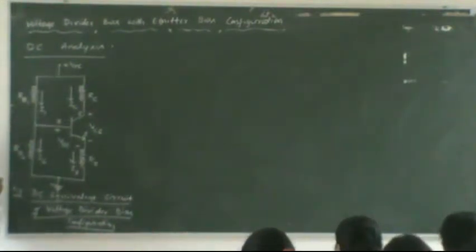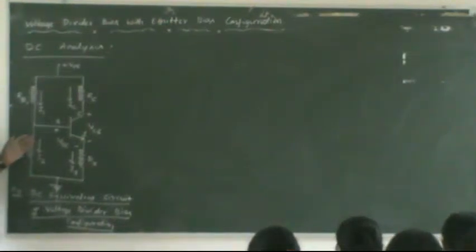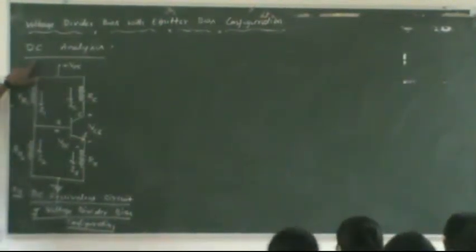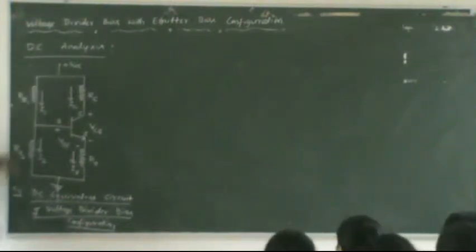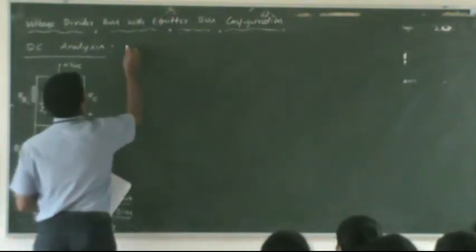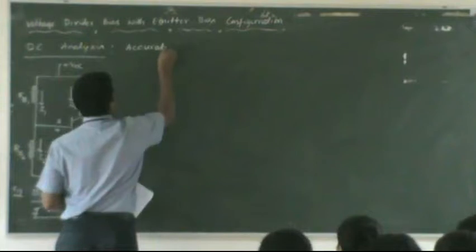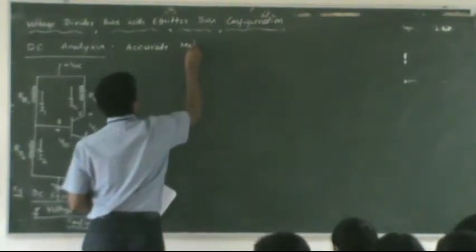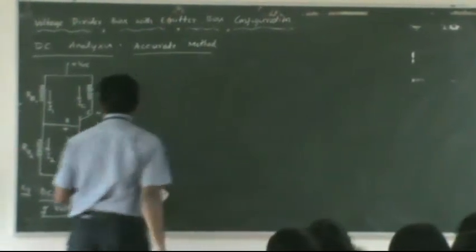Last class, we said that if you want to perform DC analysis of this circuit, there are two methods. One is the accurate method, the other is the approximate method. Today's class will work out both. First, the accurate method of DC analysis.